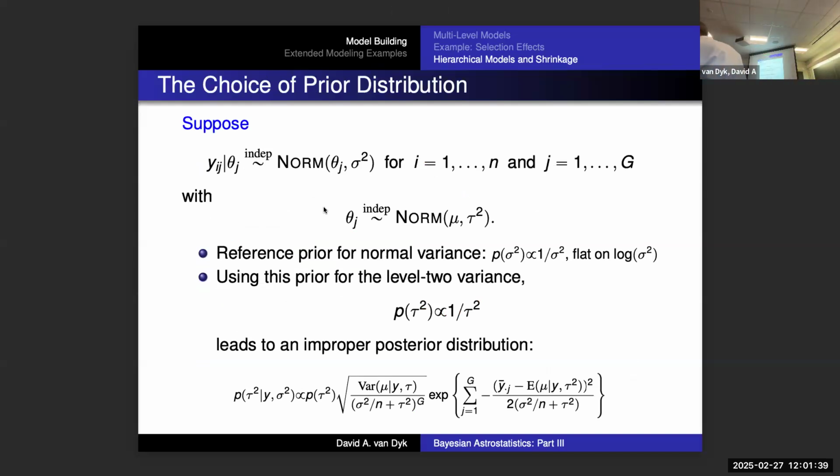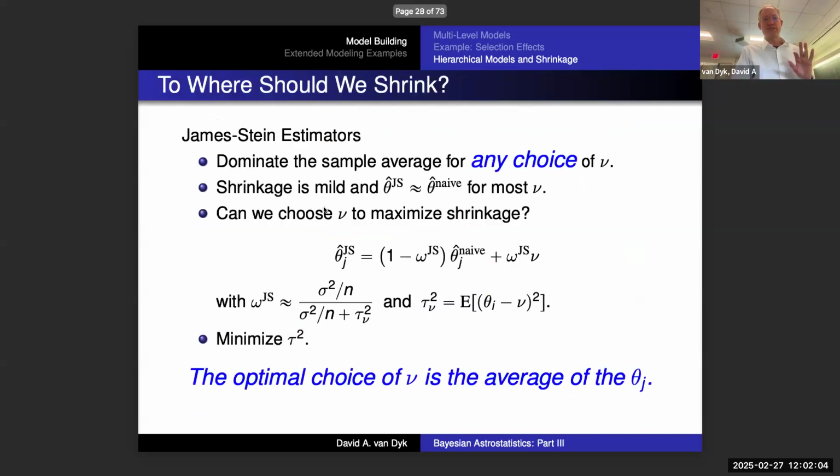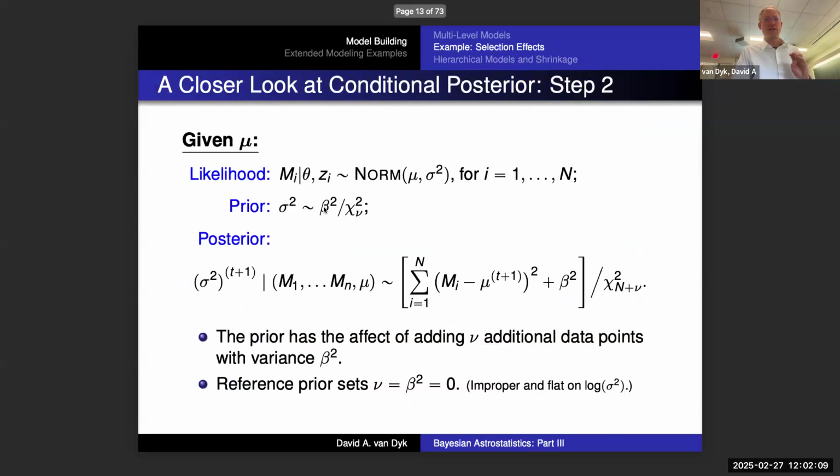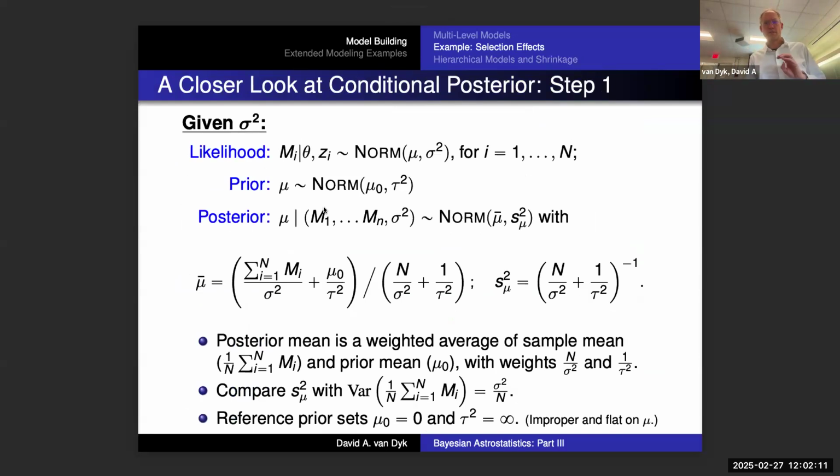How much time do I have? I have a little time. It's probably worth mentioning this. This is the most prominent example of where you have to be careful about using improper prior distributions. I'm going to do this briefly because we didn't go through all the details to have the background, but maybe I can just go back.